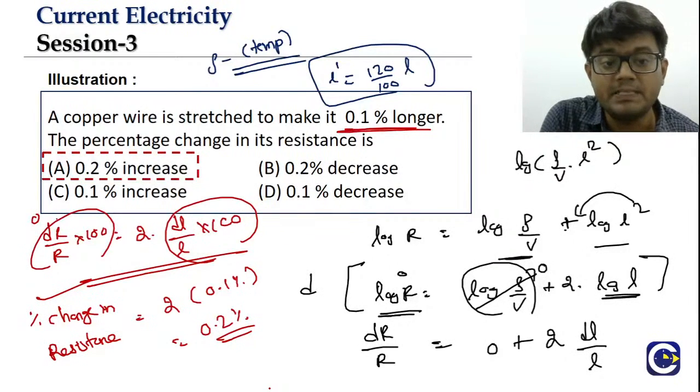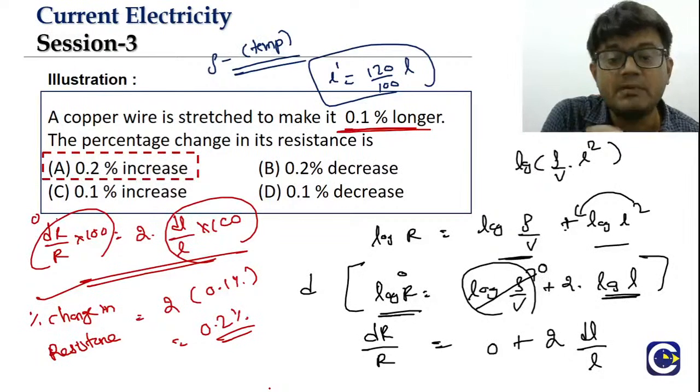But here that is not the case. In percentage change problems, maybe we can do another problem so that we will be able to understand the difference between these two. It is the same approach in both. The difference is that in case of percentage changes we take the value as it is, whatever comes. Say for example, if they say the length of the copper wire is decreasing by 0.1%, then dl by l into 100, at that place we will take minus 0.1.